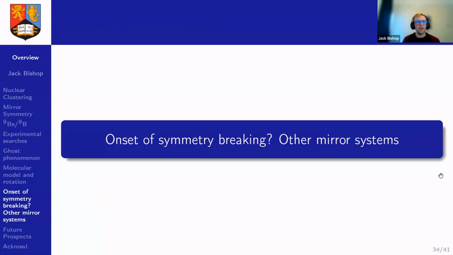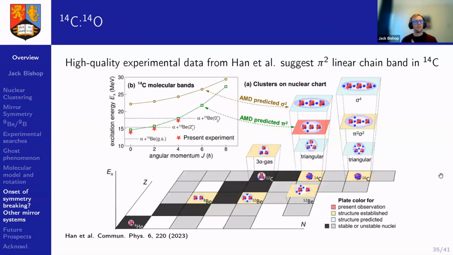So A=9, beryllium, boron-9 is pretty good. So is it just lucky that in that system, the symmetry breaking was good? Are there other systems in which the symmetry breaking starts to disappear? So the next one that we started to think about was looking at the carbon-14, oxygen-14 mirror system, okay?